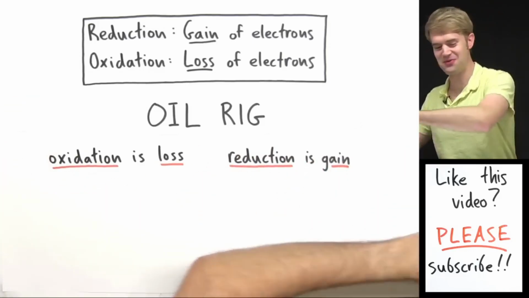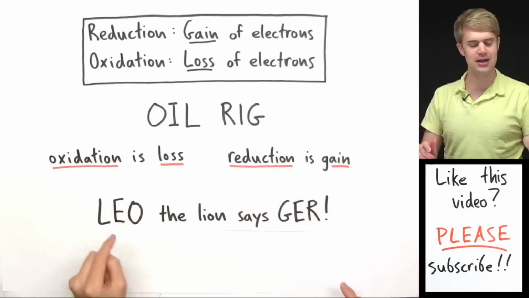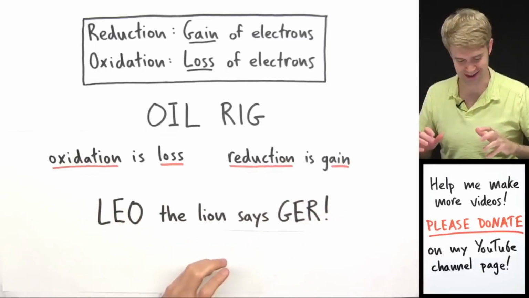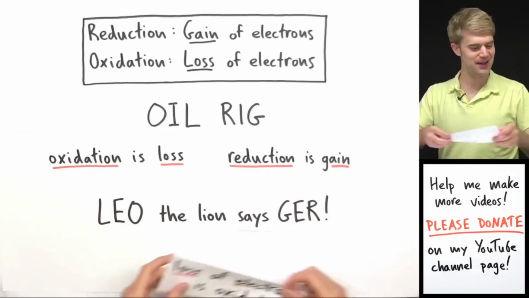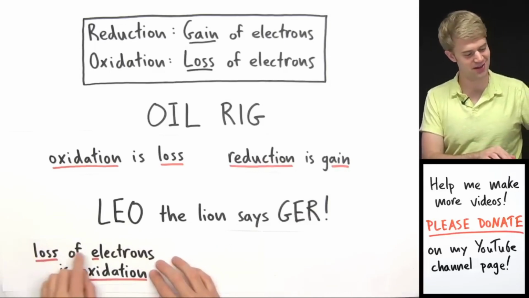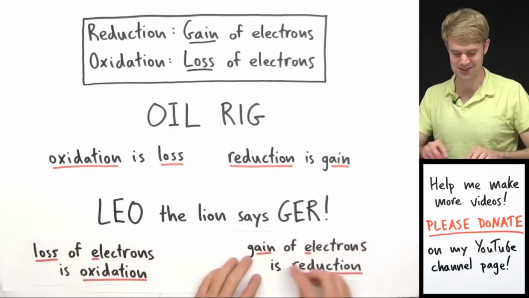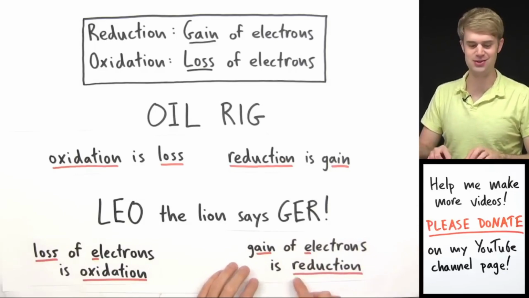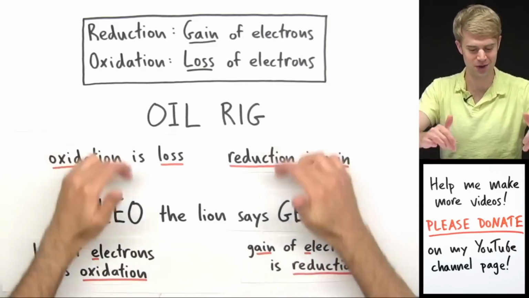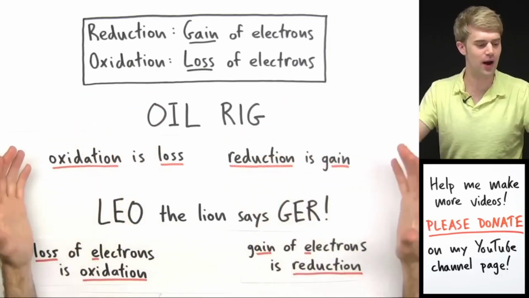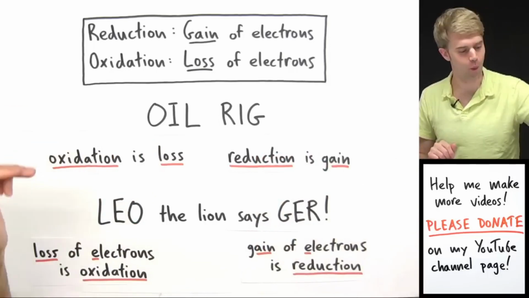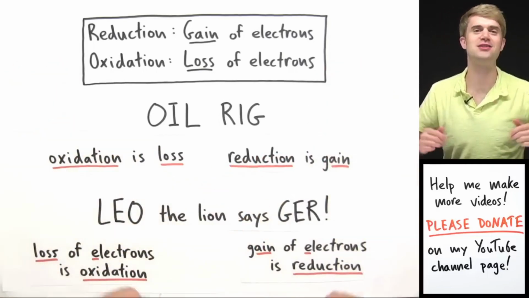Here's another one you might like if you like animals. Leo the lion says grr. All right, LEO stands for loss of electrons is oxidation, and GRR stands for gain of electrons is reduction. So learn one or both of these. They'll be a great way that you can always remember what reduction is and what oxidation is.